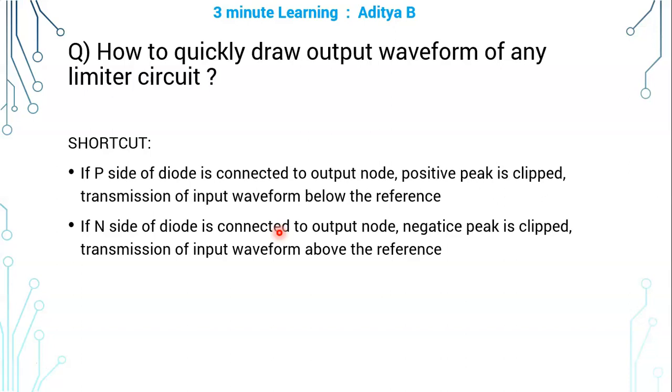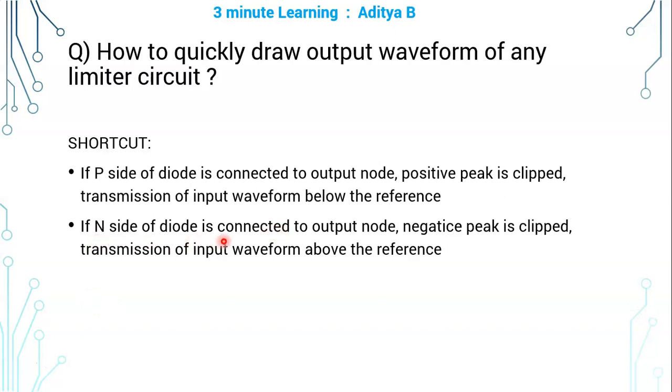If the P side of the diode is connected to the output node, the positive peak is clipped. The positive peak is removed from the input, and the remaining part is transmitted to the output. The positive part above the reference voltage is deleted from the input waveform and the remaining waveform is presented at the output. That is, the input waveform below the reference is transmitted.